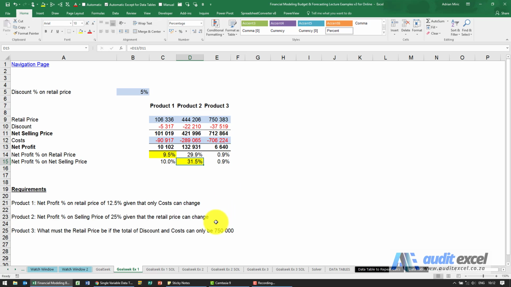We need that the total of discounts and costs, so that plus that, you'll see it comes to 743. It must come to 750 by changing the retail price.